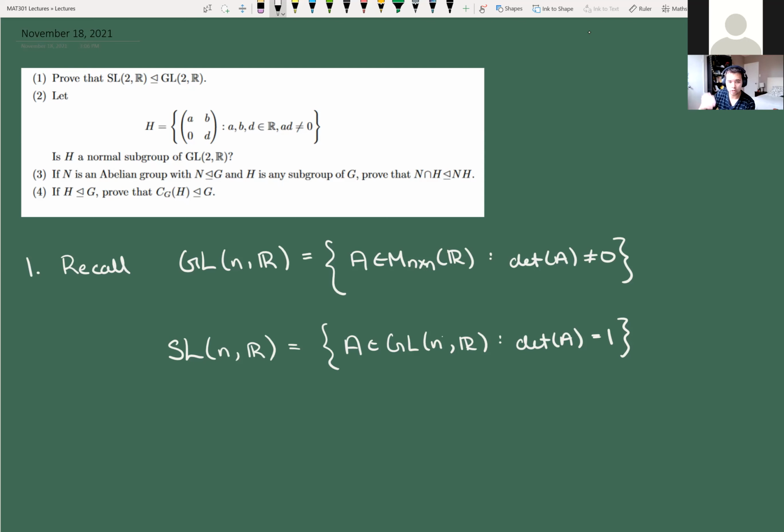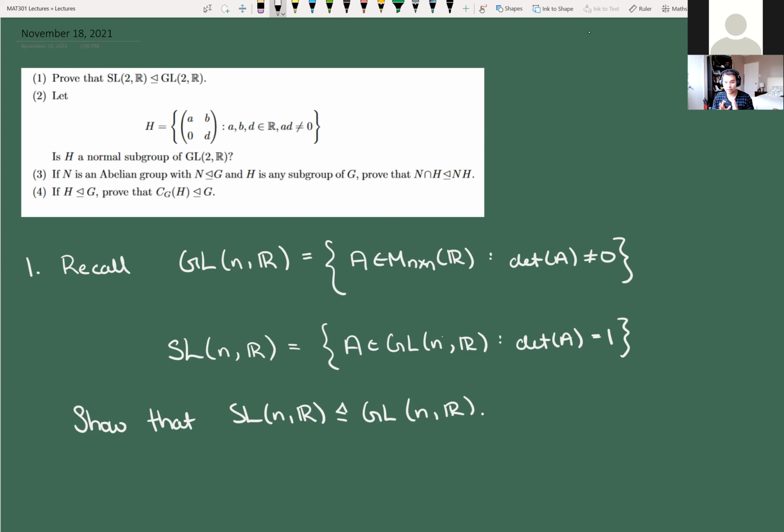And now this question says, show that SL2R is a normal subgroup of GL2R. Let's not worry about 2, because it turns out that the proof is just as easy if you work in SLN. So show that SLNR is a normal subgroup of GLNR, like so. I keep putting subscripts because that's how I always do it. Okay, so I'm going to give you a couple of minutes to do this.